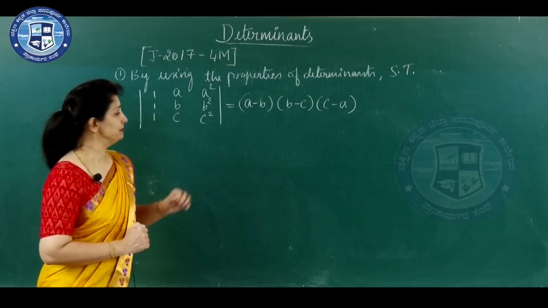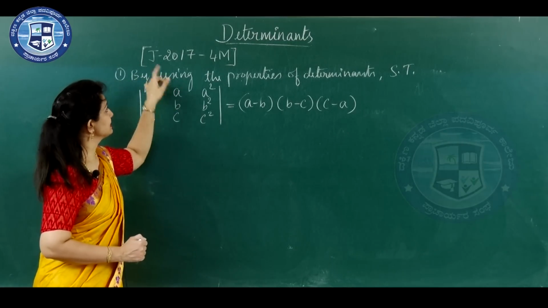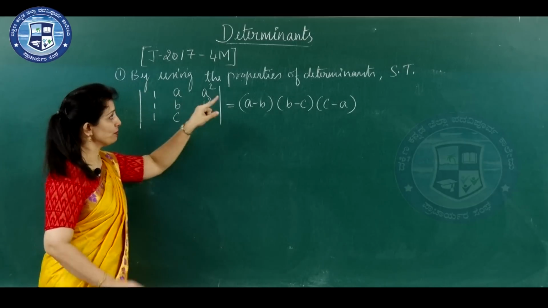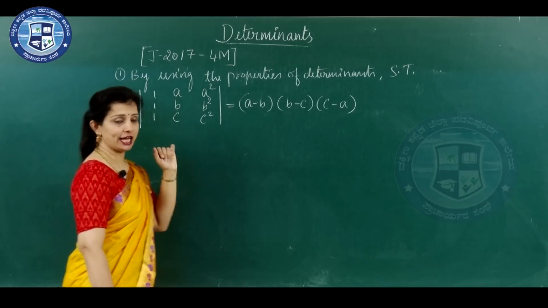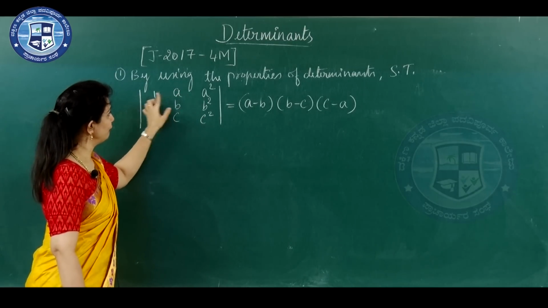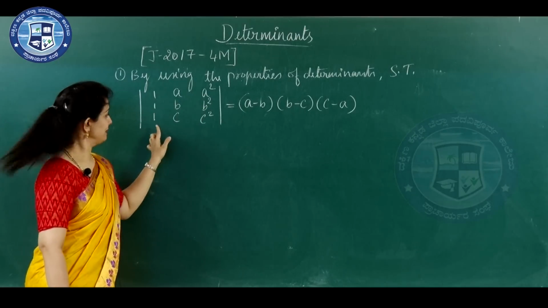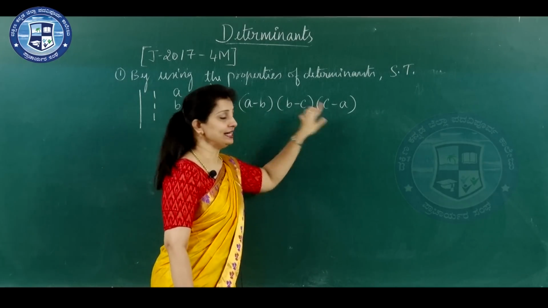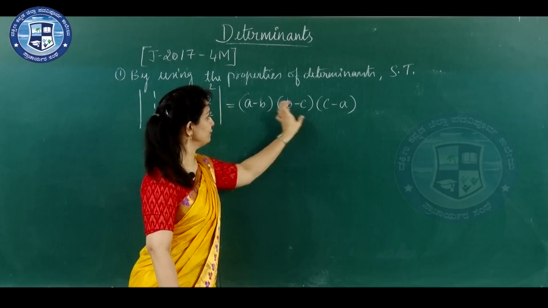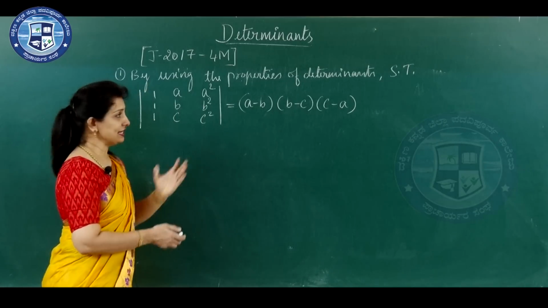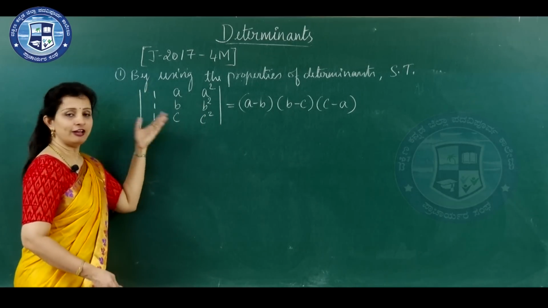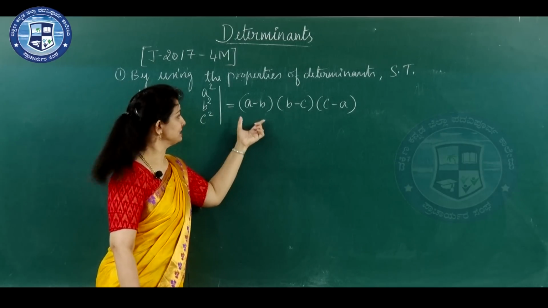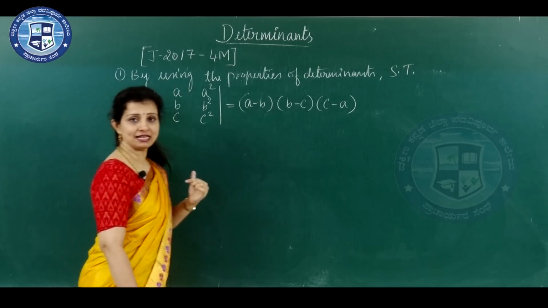Look at the example. This question was asked in the year 2017 for 4 marks. By using the properties of determinants, show that determinant of 1 a a square, 1 b b square, 1 c c square equals a minus b into b minus c into c minus a. The product of 3 terms here. Our first step to solve is to get the factors of RHS. Factors are a minus b, b minus c and c minus a.